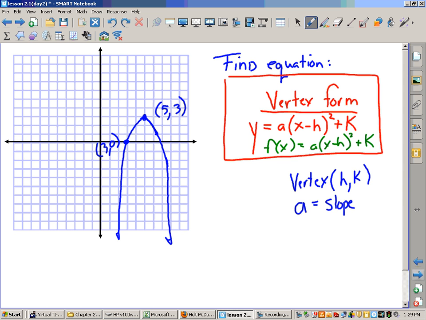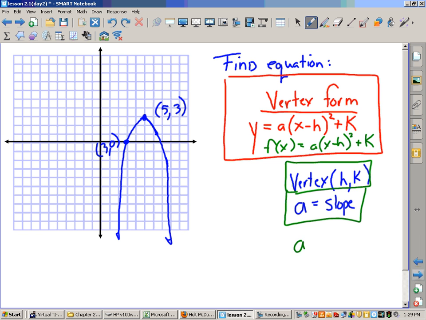We should know what the h and the k stand for, right? That's the vertex. And we should know what that a stands for. Now, it's not really slope. I don't need you walking into Mr. Beal's class next year and saying, Mr. Johnson said it was slope.